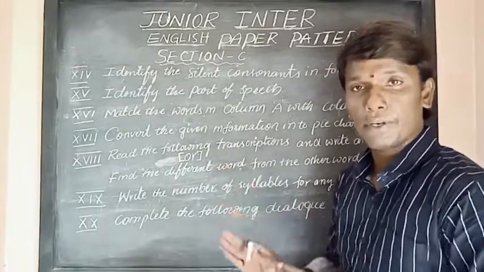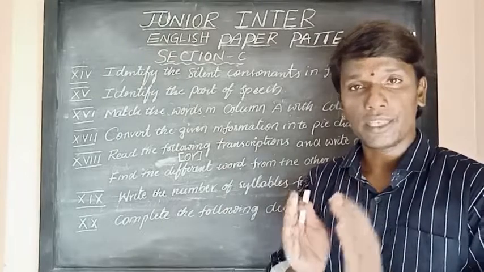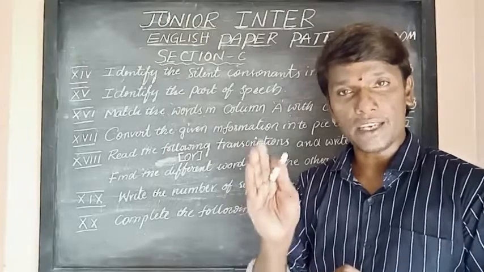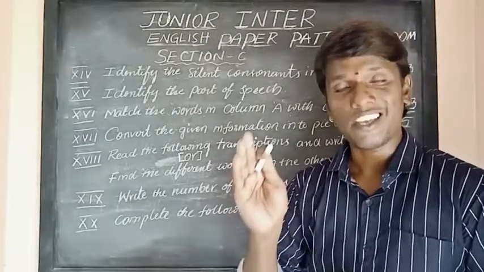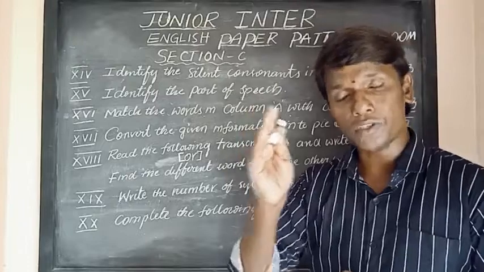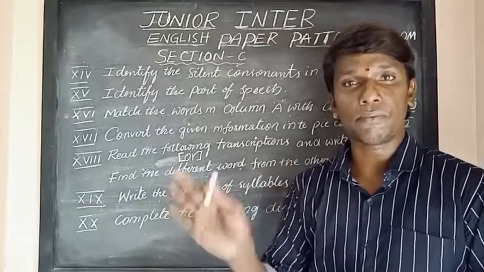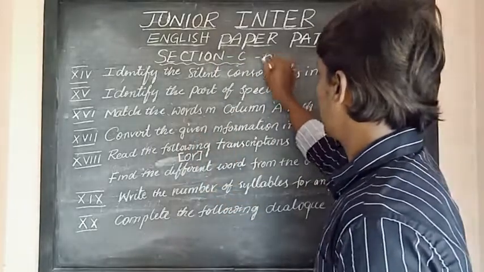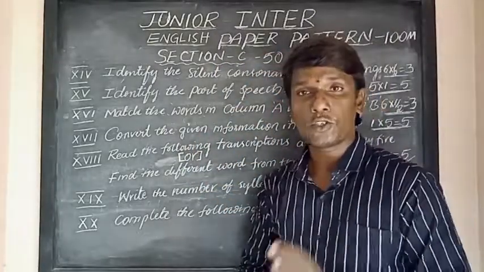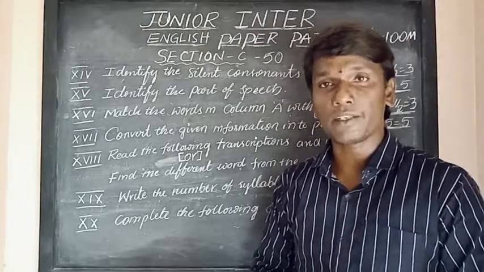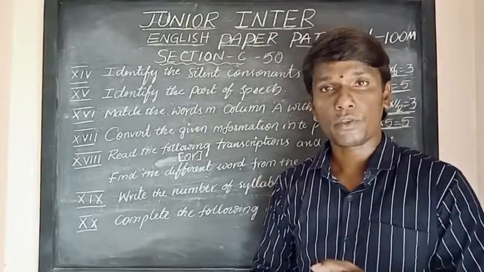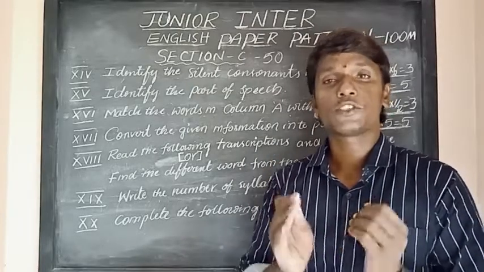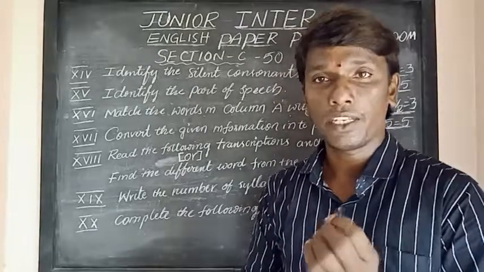This question paper is for 100 marks. There are 3 sections: section A, section B, section C. Section A is for 40 marks, section B is for 10 marks. So remaining section C is for 50 marks. Okay, Nandi? There are no 2 papers in intermediate like 10th class, paper 1 and paper 2. Here only one paper is for 100 marks. So this is all about the paper pattern of intermediate junior English.